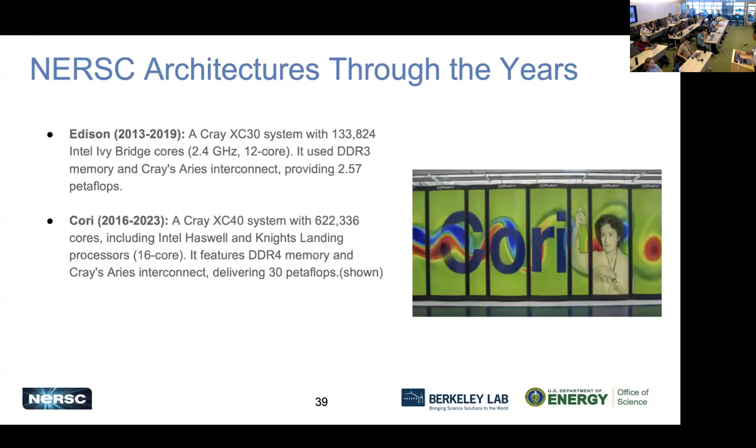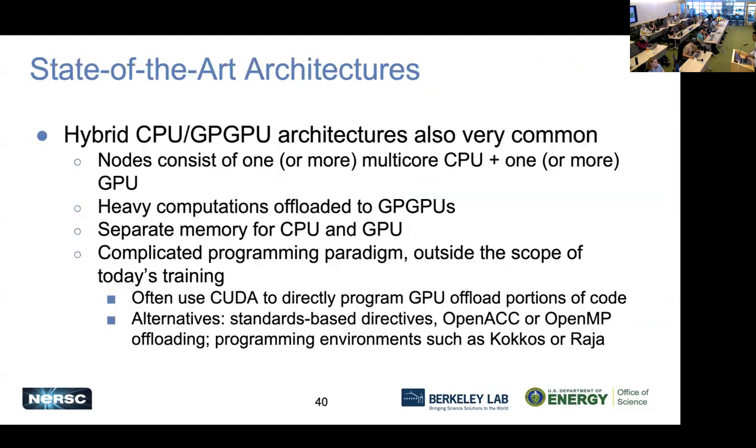And then moving on, we had our Edison system as well as Cori, Cori shown here. Edison and Cori were both Cray XC systems. Edison was the XC30 and Cori was the XC40 system. Cori was largely CPU heavy, and with the migration towards Perlmutter, we introduced more GPU-heavy compute tasks for our users to use. So those are some of the various systems that we've had at NERSC throughout the years, different architectures and different configurations.